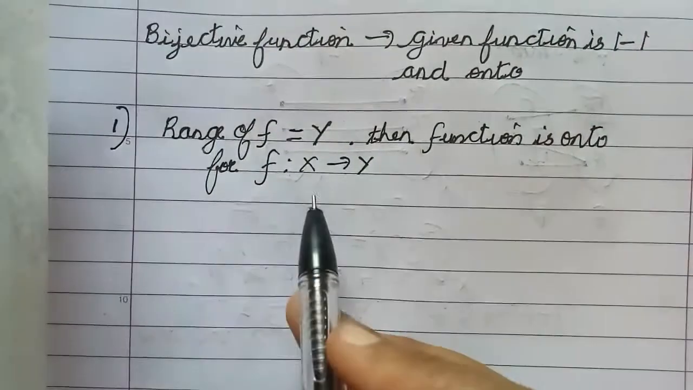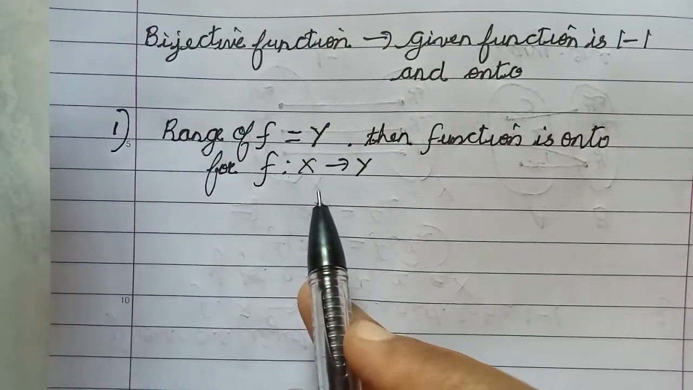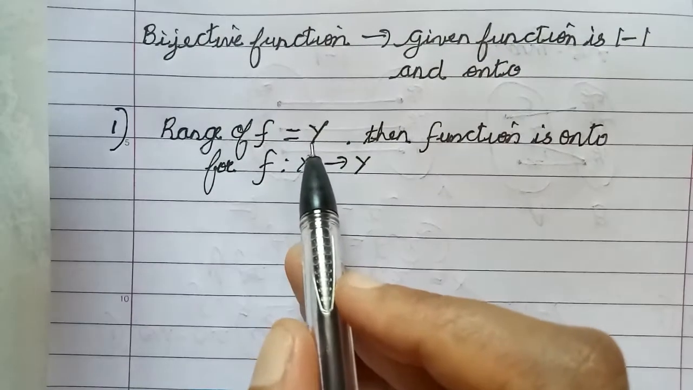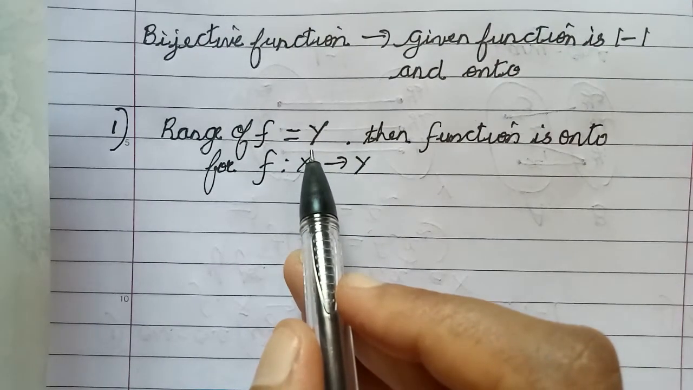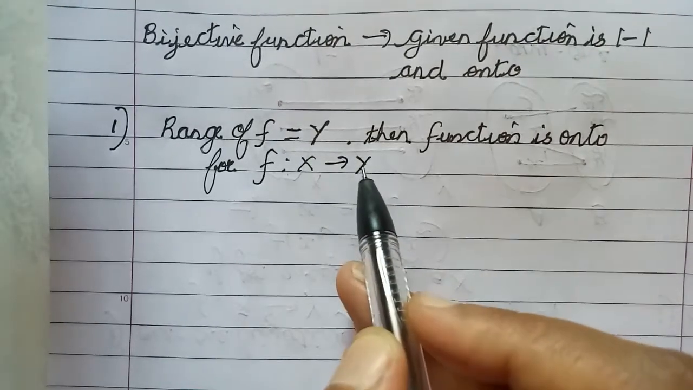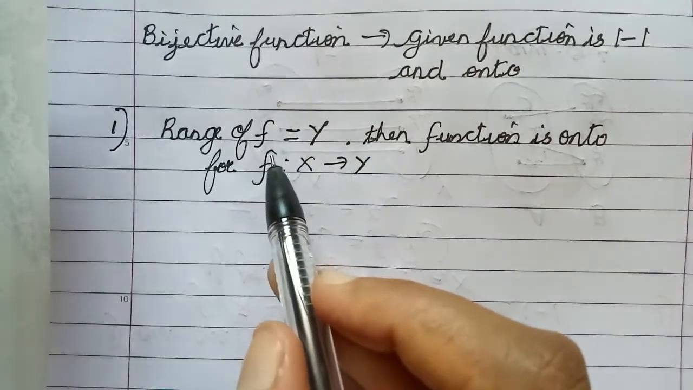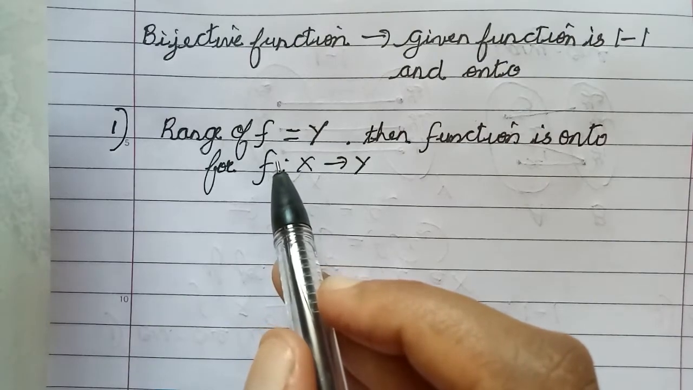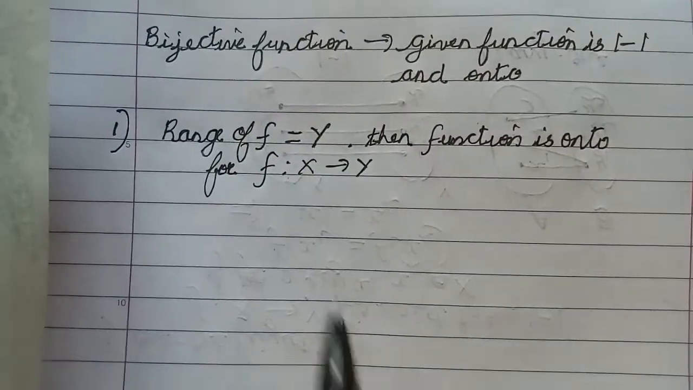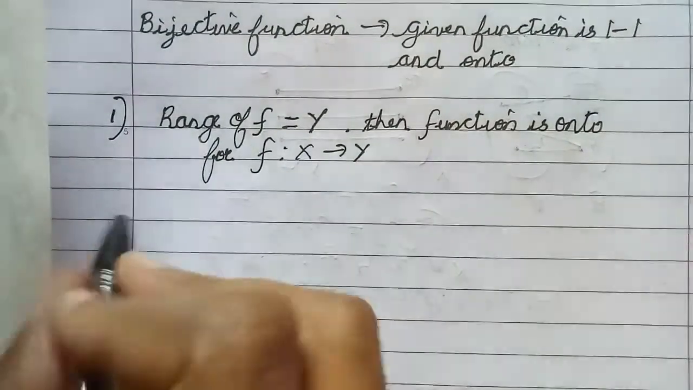So it's a very important result. Often we use this result for finding whether a function is onto, or indirectly to find whether a function is bijective or not. That means we are just checking that all the elements of your codomain happen to be the range of f, or in other words, every element coming from Y has a pre-image under your set X. That is the first one.